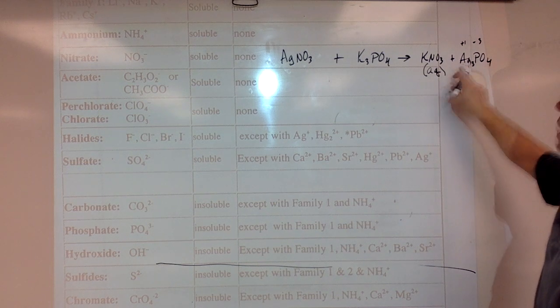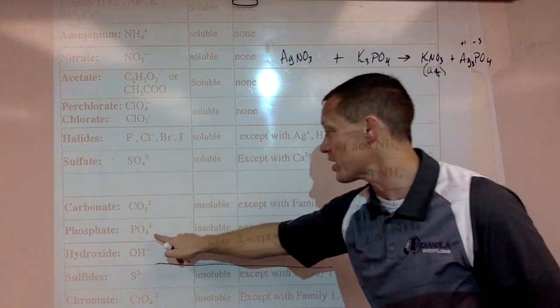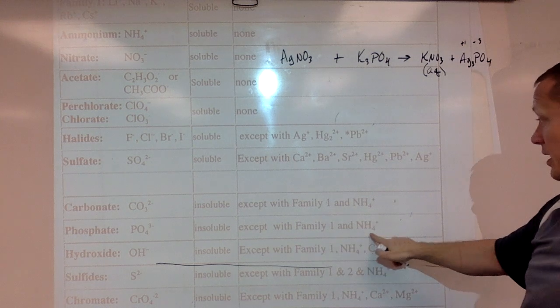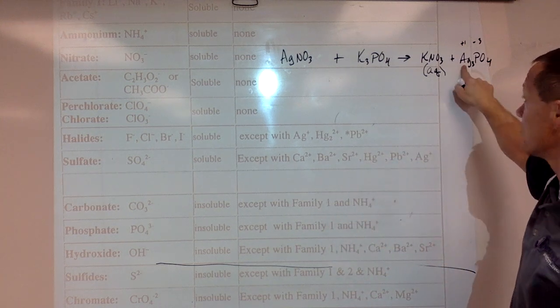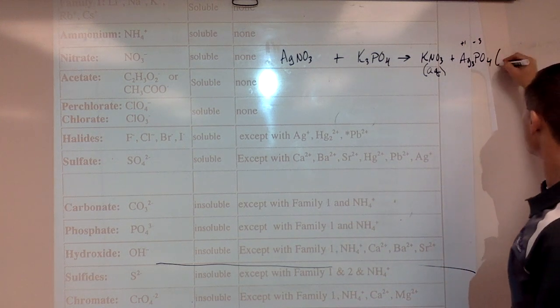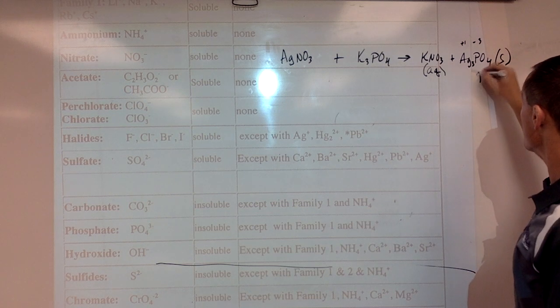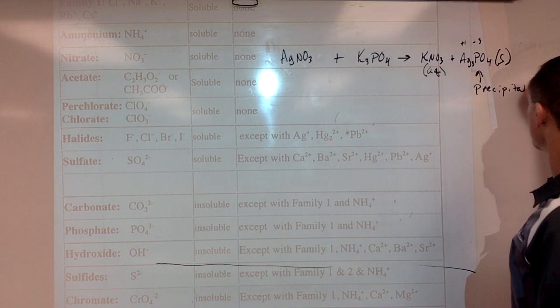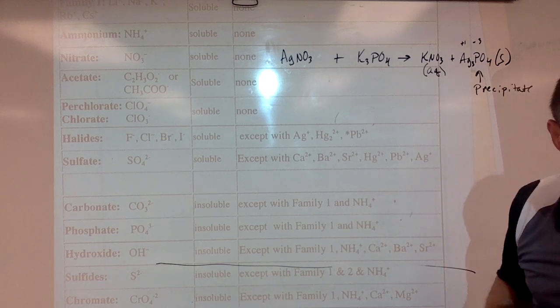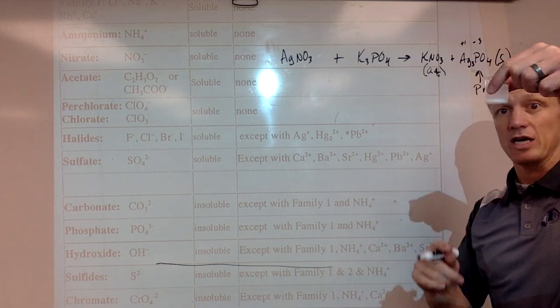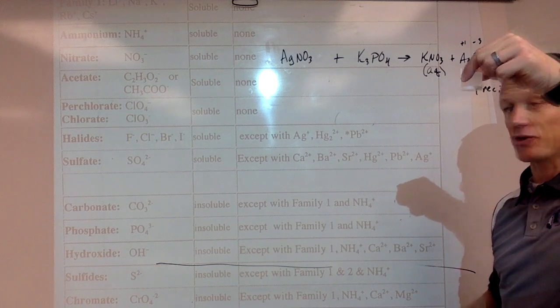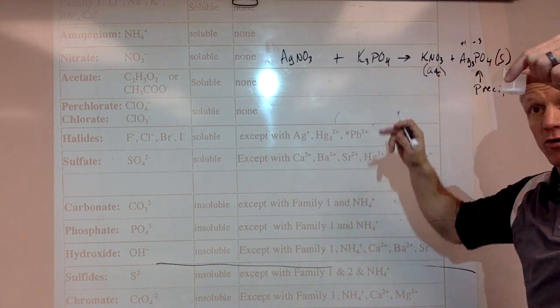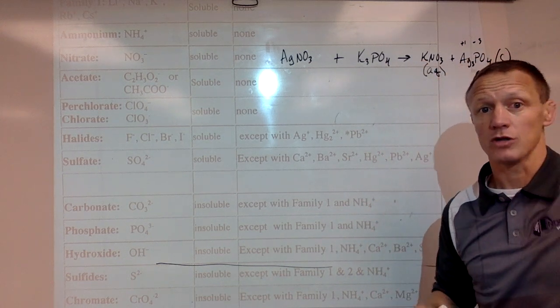Ag3PO4. Not a family 1 element, so we find phosphates. Phosphates are insoluble, except with these things. Silver's not one of those. So silver phosphate would be a solid. That would be your precipitate. Okay, so in the reaction, it would be the stuff sitting at the bottom at the end of the reaction, the silver phosphate. The KNO3 would be sitting up in the solution, dissolved.